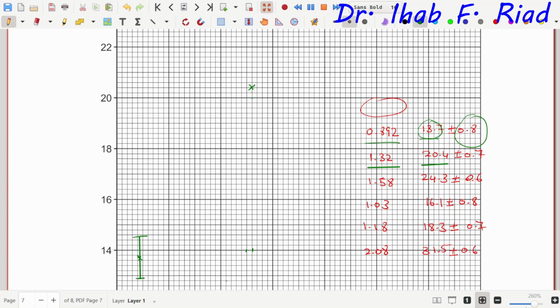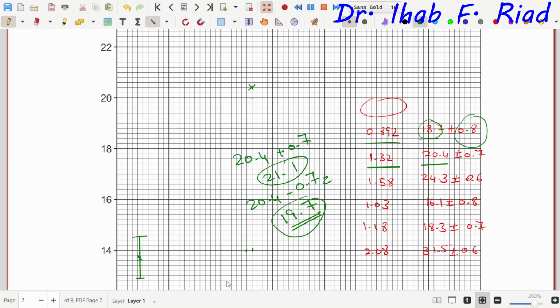Now, what do we do for the error bars? We have 20.4 plus 0.7. It is going to be 21.1. And we have 20.4 minus 0.7. What is going to be 19.7. Okay, so it goes down to 19.7 and up to 21.1. So where is 19.7?